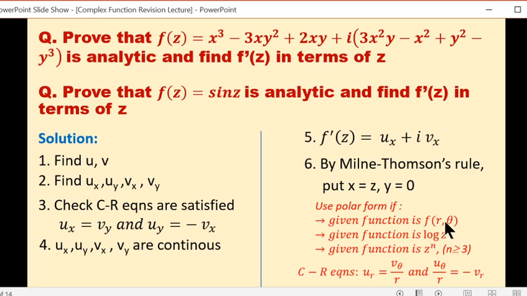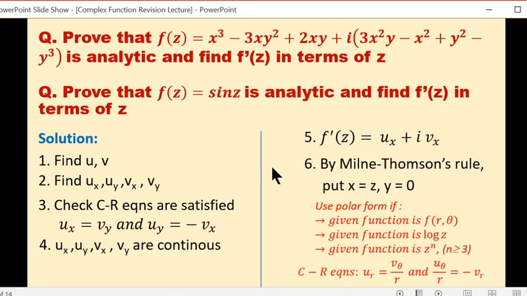That is when the given function itself is in the polar form, or given function is log z, or given function is z raised to n where n is greater than or equal to 3. In these three cases we use polar form. So Cauchy-Riemann equations जो चाहिए वो भी polar form में होगा. It would be ur equal to v theta upon r and u theta upon r equals to minus vr. Okay, so this is the point which you have to remember. So this is about type 1 problem, how we can show that a given function is analytic.